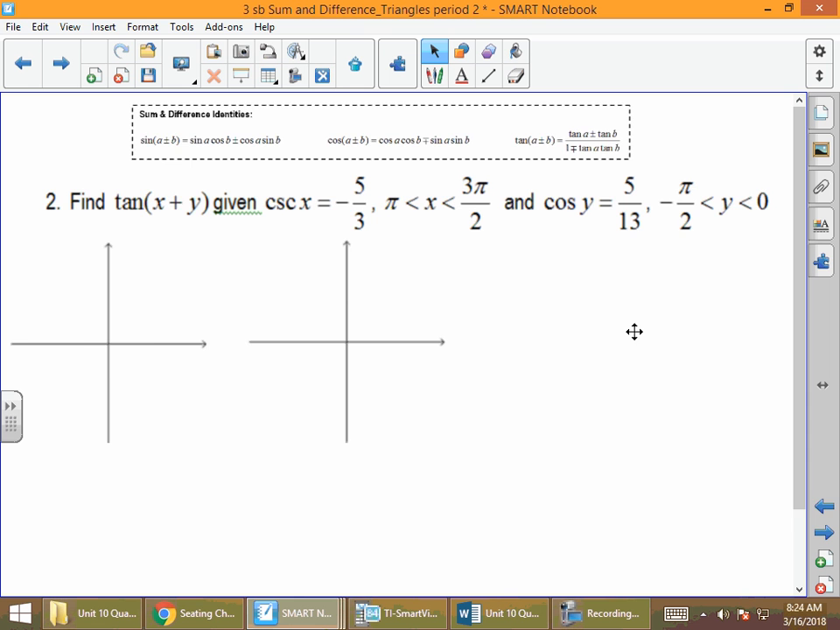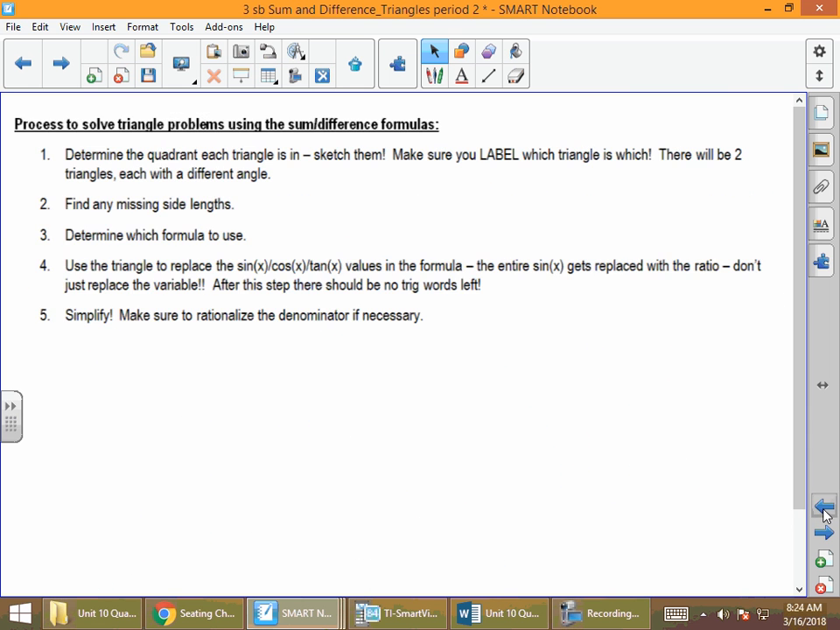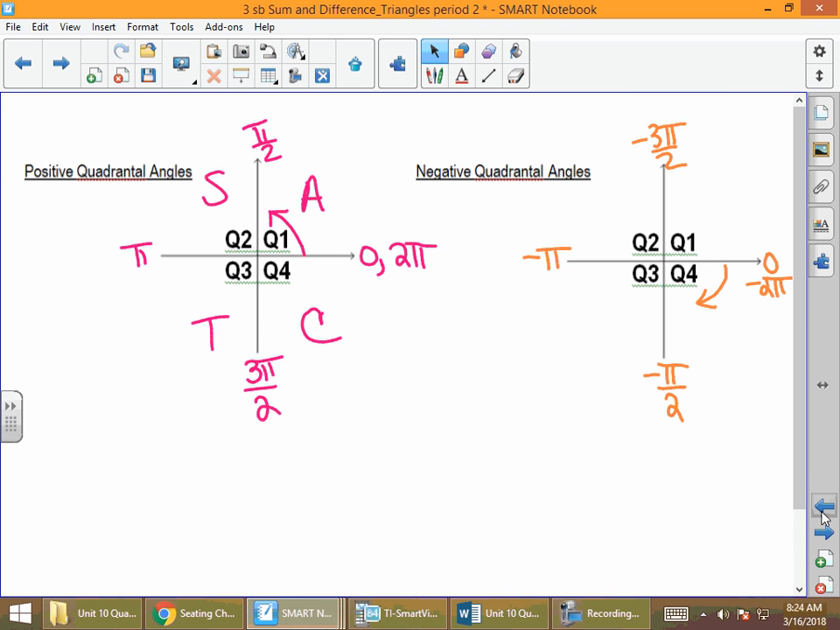So I'm going to flip back for a couple of minutes and just remind us of this picture here with the positive quadrantal angles and the negative quadrantal angles, because looking back at that can be helpful to determine what quadrant our different functions are in.